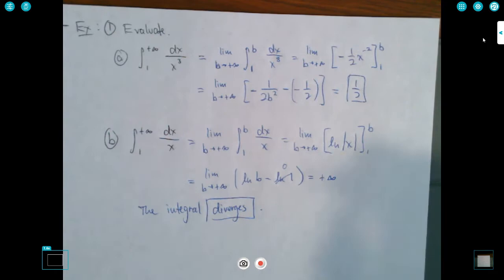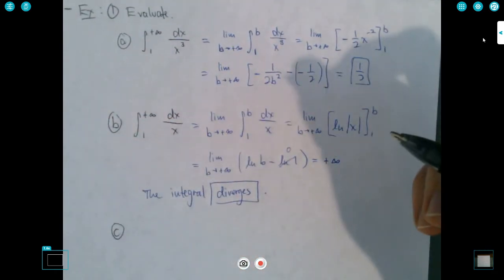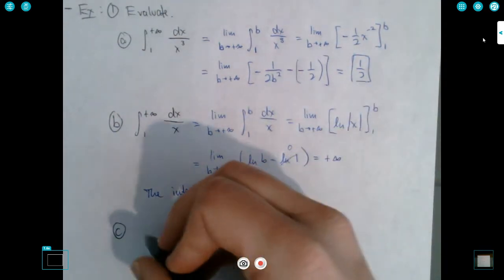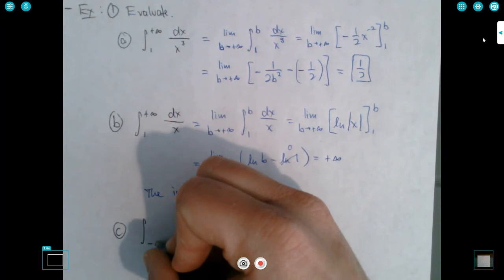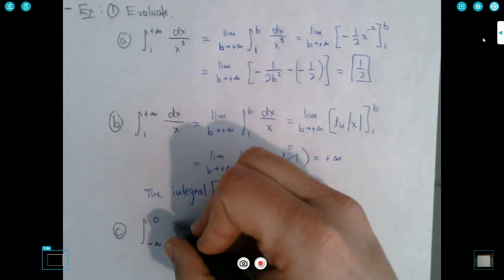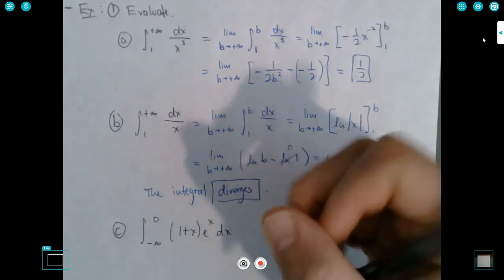For now, I want to look at the second type of improper integral that we looked at in the previous definition, one where you have negative infinity as your lower limit. So let's integrate from negative infinity to 0, 1 plus x times e to the x dx.